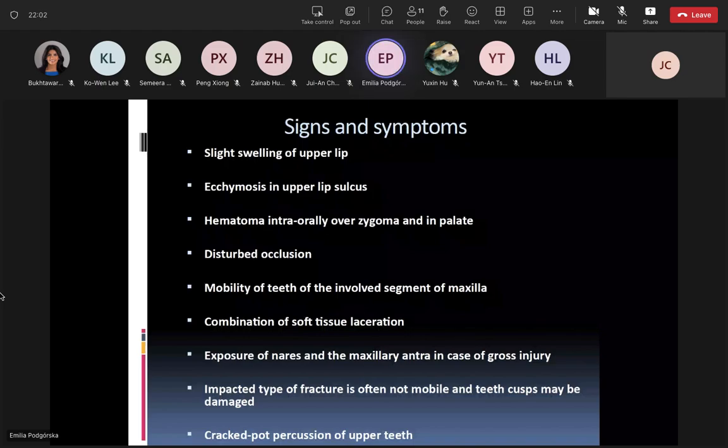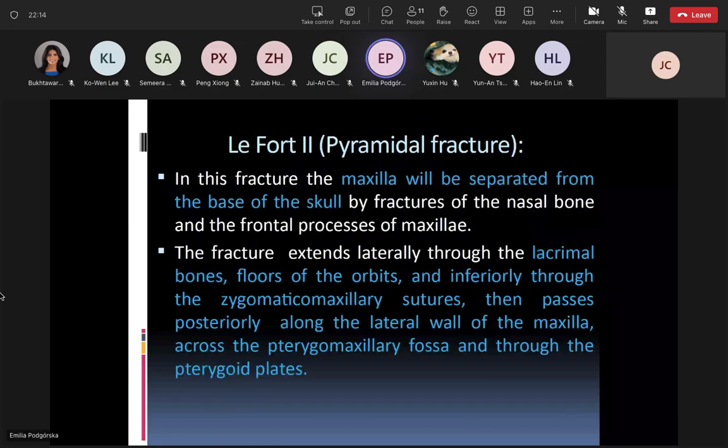And Le Fort 2 is named as pyramidal fracture. In this fracture, the maxilla will be separated from the base of the skull by fractures of the nasal bone and the frontal process of maxilla. The fracture extends laterally through the lacrimal bones, floor of the orbit, and inferiorly through the zygomatic maxillary sutures, then passes posteriorly along the lateral wall of the maxilla, across the pterygomaxillary fossa, and through the pterygoid plates. And we have schematic of the Le Fort 2.